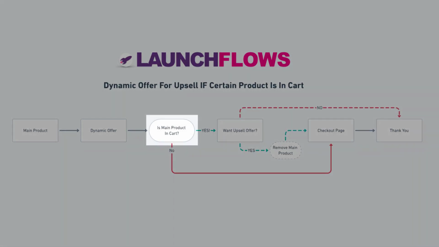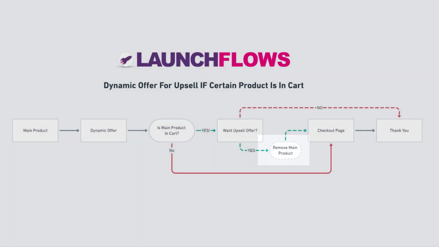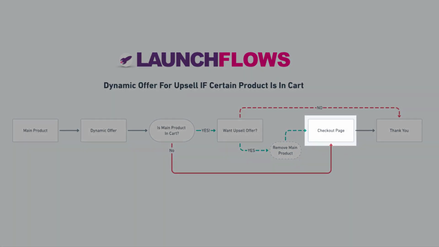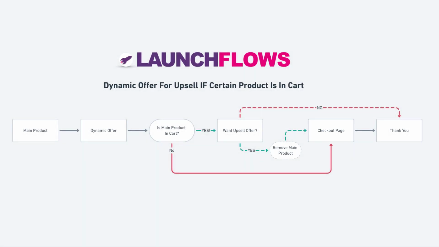So the question is, do you have it in the cart? If it's no, we'll just let you buy whatever you got. If it's yes, we'll offer you this alternative. Now, in this particular case, if they say yes, we will use the upsell widget from LaunchFlows to remove the particular first product. We only want them to buy the supersize upsell. In the event that they say no, well, we just let them buy the original product. And that's it. Let's talk about the setup.